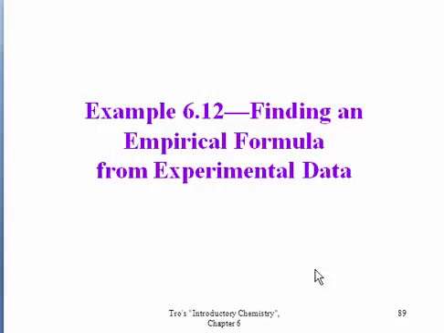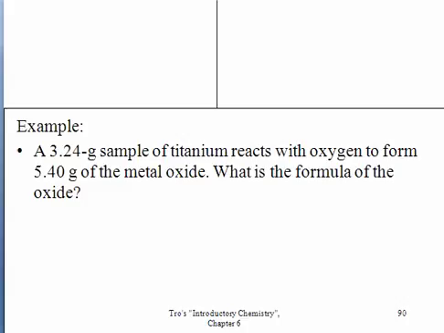Okay, so now that we've seen how we determine empirical formulas, let's take a look at a problem. A 3.24 gram sample of titanium reacts with oxygen to form 5.40 grams of the metal oxide. What is the formula of the oxide?